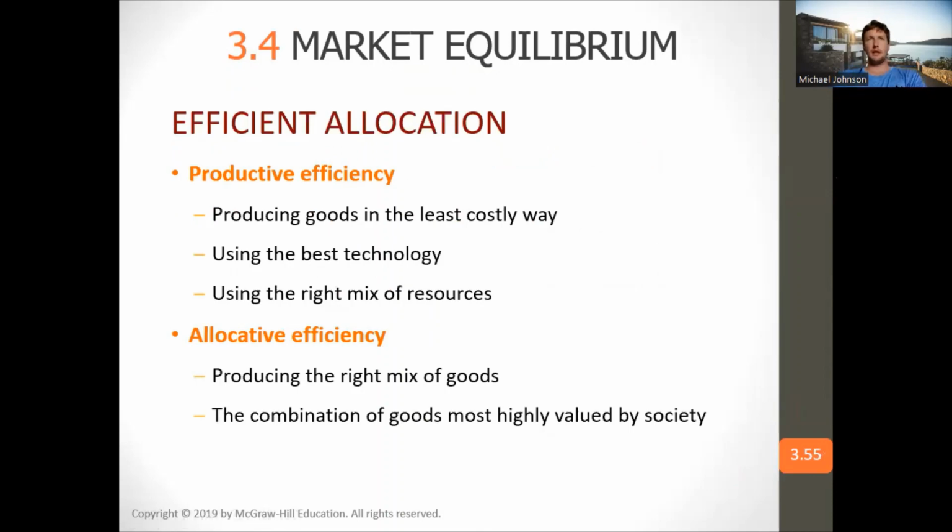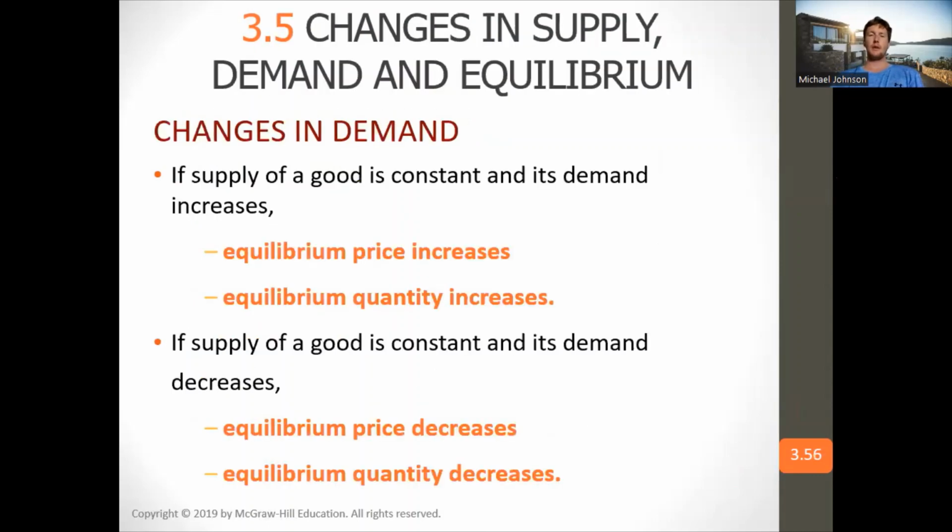So productive efficiency is when you produce goods the least costly way, using the best technology, using the right mix of resources. Allocative efficiency is when you produce the right mix of goods, and the combination of goods must be highly valued by society. So, if supply of goods is constant and demand increases, equilibrium price increases, and equilibrium quantity increases.